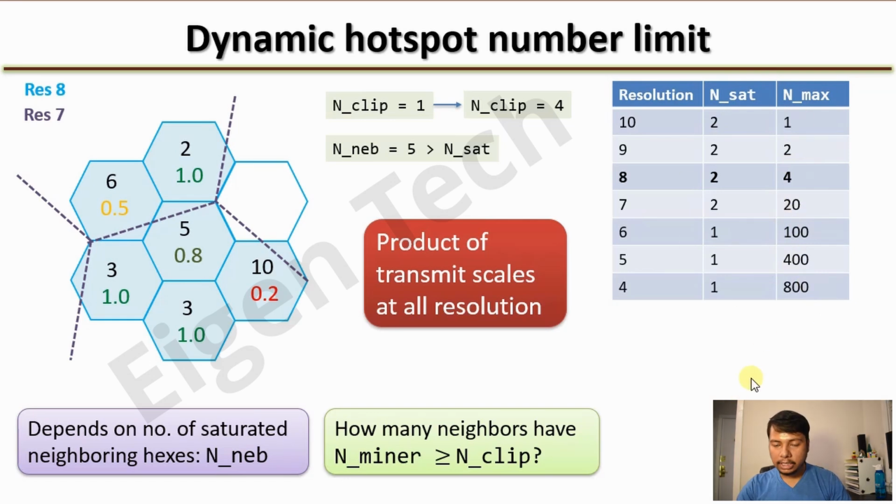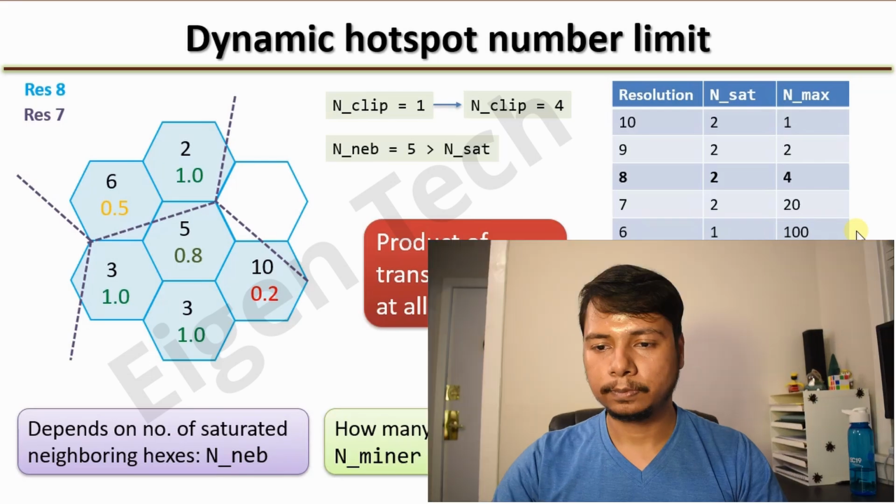Okay. Another important interpretation of this table is that under no circumstances can a hotspot have a reward scale equal to 1 if the total number of hotspots in that hex becomes larger than this in max number. For example, if you consider a resolution 6 hex and the total number of hotspots in that hex becomes larger than 100, for all hotspots inside that hex, including its child hexes, the reward scale is going to be smaller than 1. Okay. Now I will answer a few commonly asked questions.